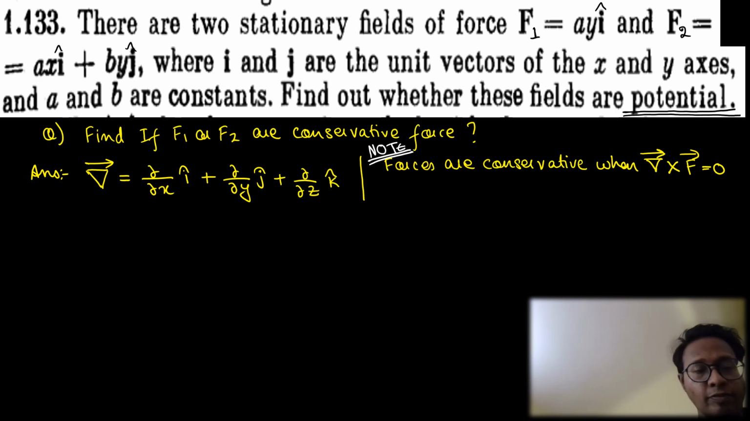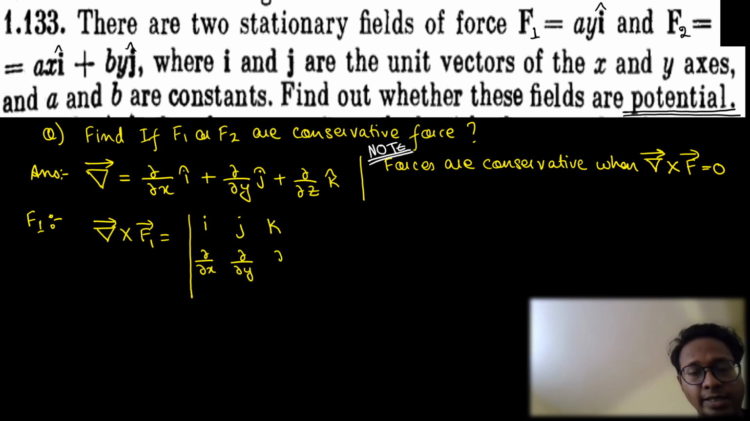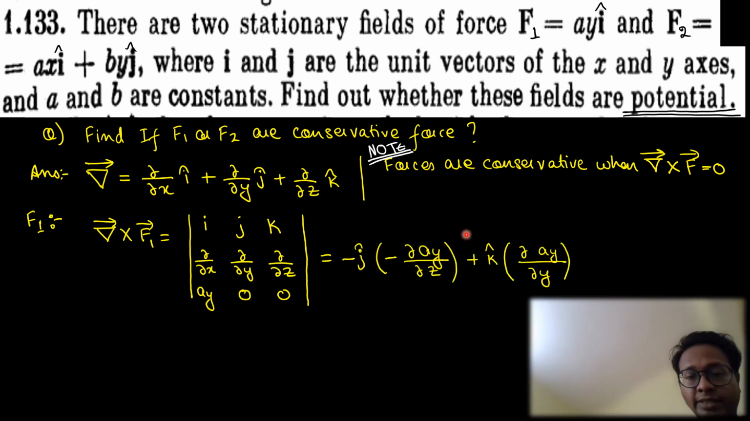So let's check with F1. Our first force is F1, and I have to check whether this force F1 is conservative. So we check whether this cross F1 is equal to 0 or not. I write i, j, k cap, the first vector d by dx, d by dy, d by dz, and F1 is nothing but ay i cap, 0, 0. Now I solve this determinant.